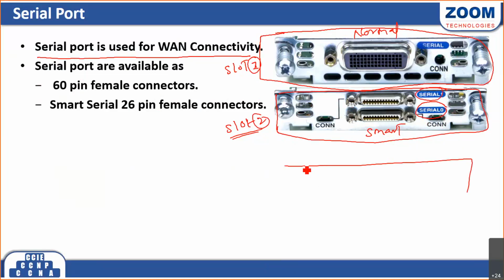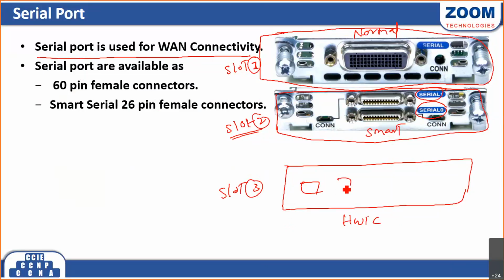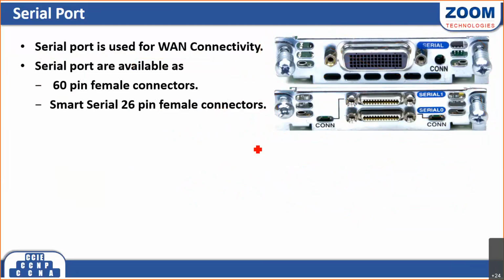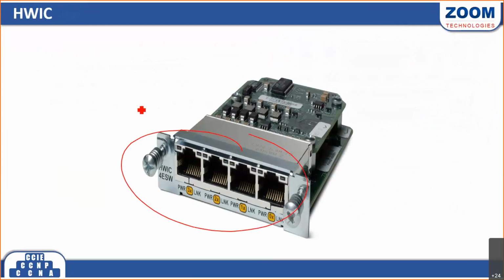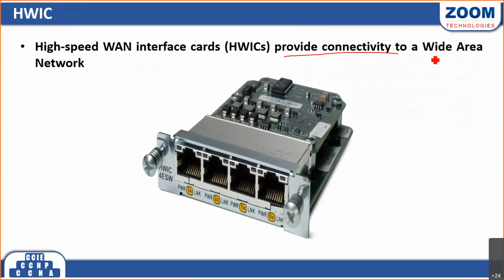Again, we have one more type of slot. Let's say slot 3, this is high-speed WAN interface cards. Here 1, 2, 3, 4. In one slot, 4 ports are there. See the differences. Normal serial in one slot, only one port. Smart serial in one slot, 2 ports. High-speed WAN interface cards in one slot, 4 ports. Generally we use smart serial and high-speed WAN interface cards. Normal serial is actually outdated. So nowadays you use smart and high-speed WAN interface cards. And this is high-speed WAN interface cards, providing connectivity to wide area network.